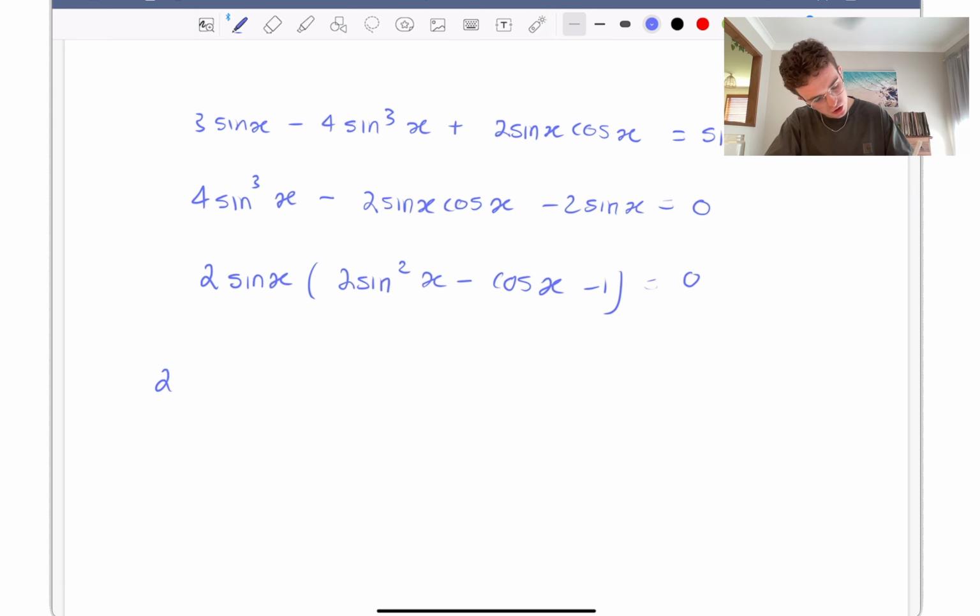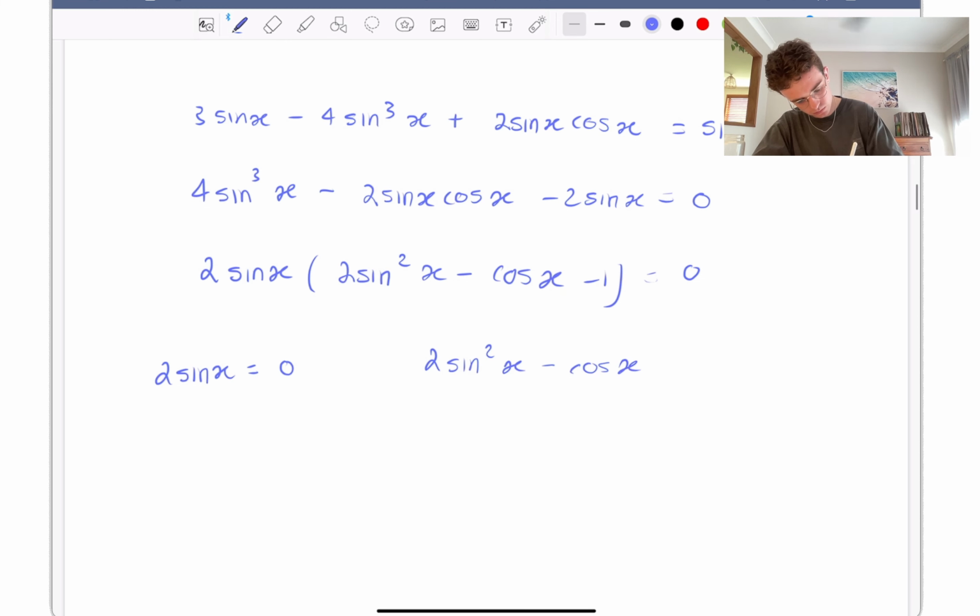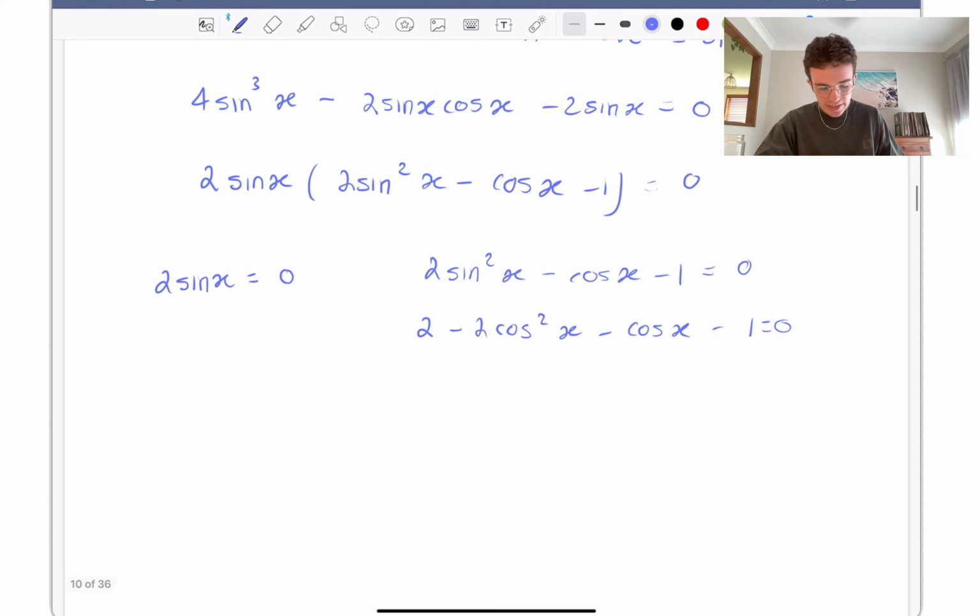So one solution is 2 sine of x is equal to 0. And our other one is 2 sine squared x minus cos x minus 1 equals 0. Now, sine squared of x is 1 minus cos squared of x. So this is 2 minus 2 cos squared of x minus cos of x minus 1 equals 0. And that actually ends up being the quadratic if we plus everything to the other side. 2 cos squared of x plus cos x minus 1.